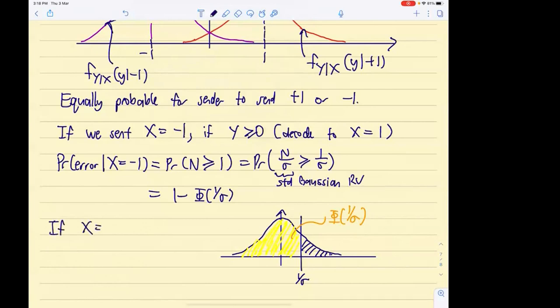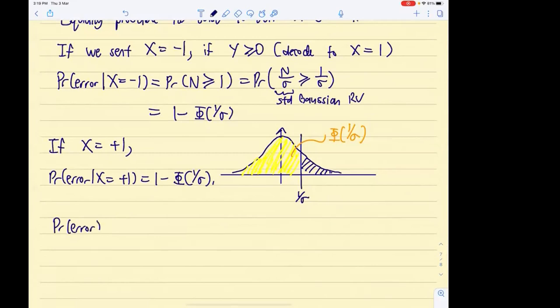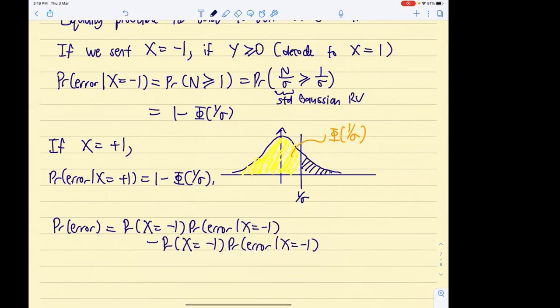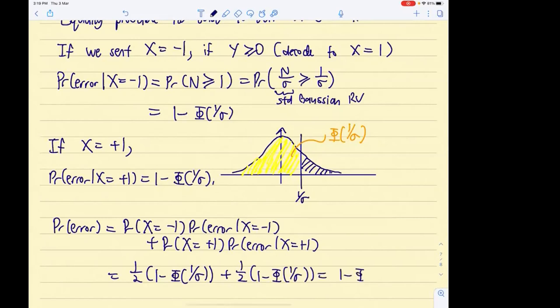Now, of course, we can also send X equals to plus one. And by a calculation that's completely symmetric, and I will not belabor the point, the probability of error conditioned on X equals to plus one is the same. Everything is symmetric. Okay? So the overall probability of error by the law of total probability is the probability that I send minus one times the probability of error given X equals to minus one, plus the same thing with plus one. So this is nothing but half of one minus phi of one over sigma plus half of one minus phi of one over sigma. So you get one minus phi of one over sigma.